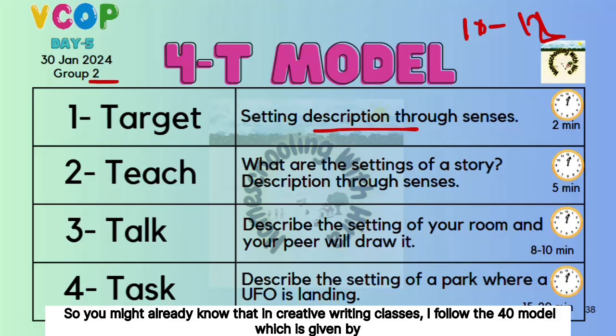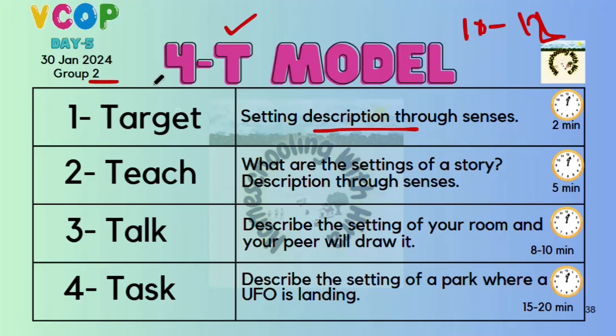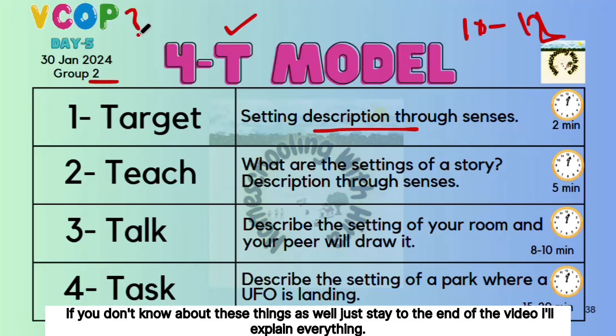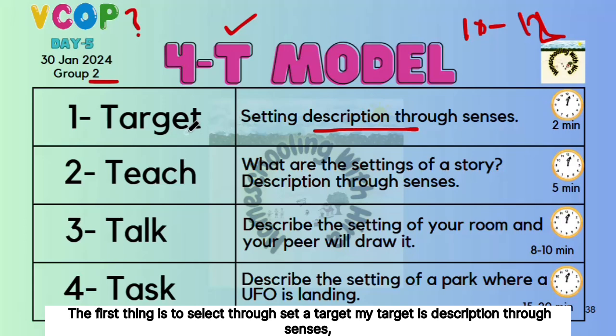So you might already know that in creative writing classes, I follow the 4T model, which is given by the VCOP system. If you don't know about these things as well, just stay to the end of the video. I'll explain everything. The first thing is to set a target. My target is description through senses.